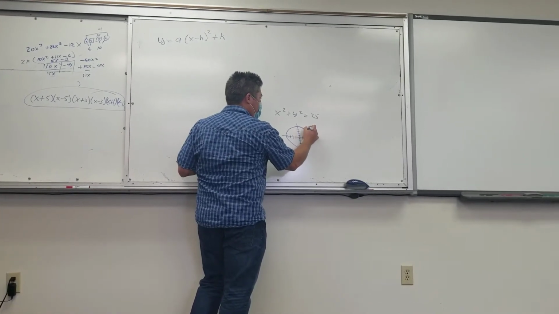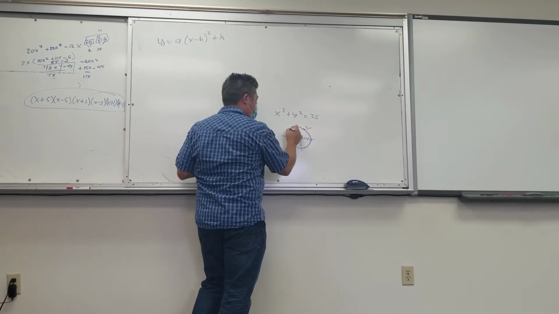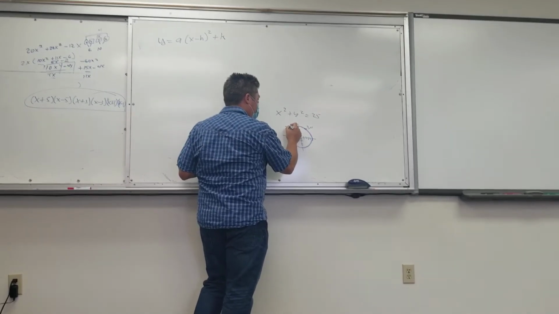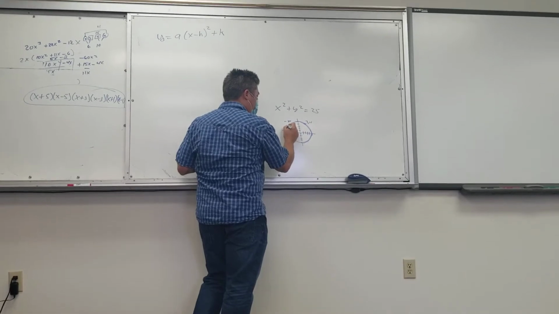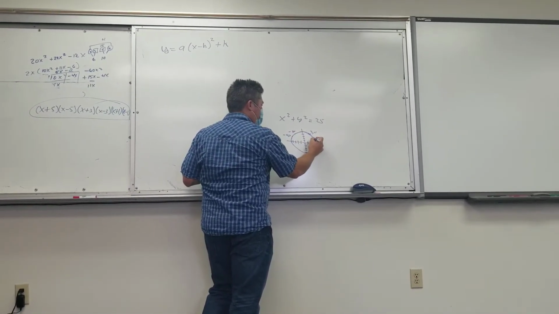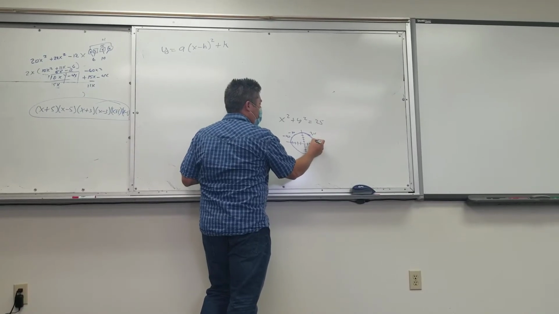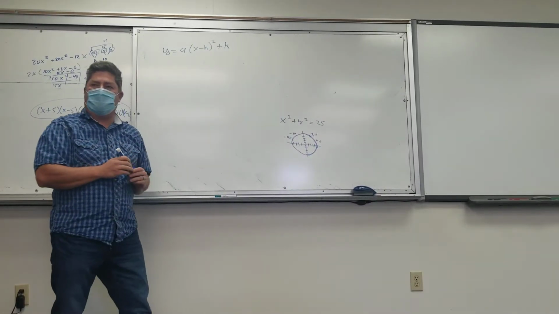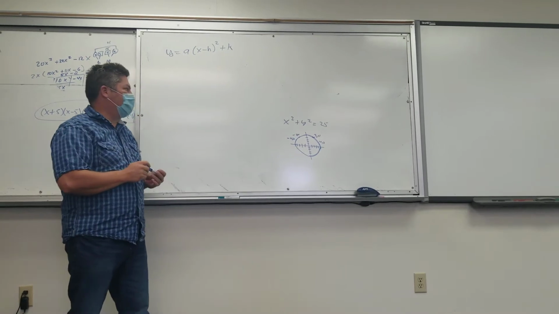So this is 3, 4. Negative 3, 4. If I went negative 4, I'd go up what? Negative 3. And positive 4, 3. And those are all points that are on that circle. Okay, anyways, that's the equation of a circle.